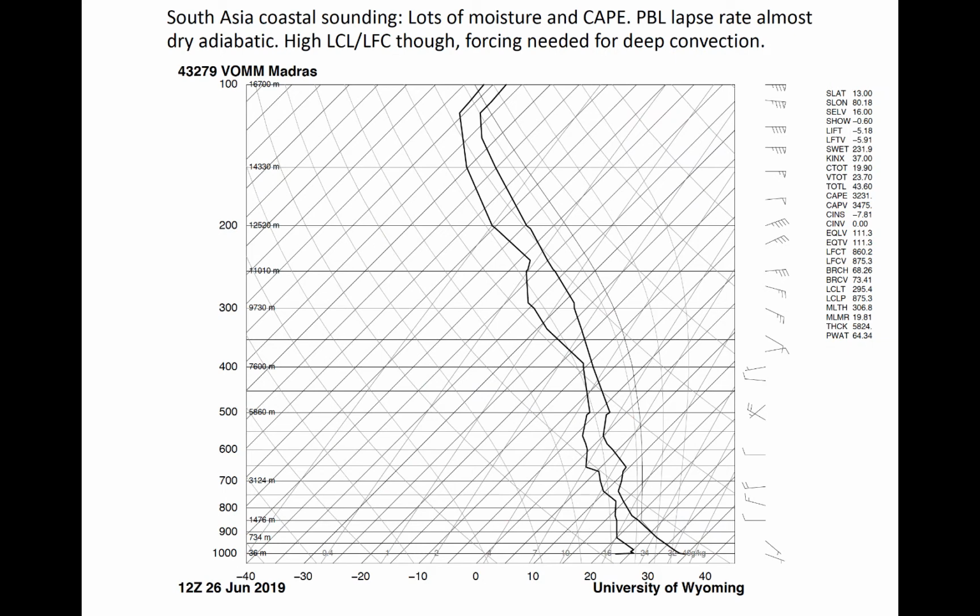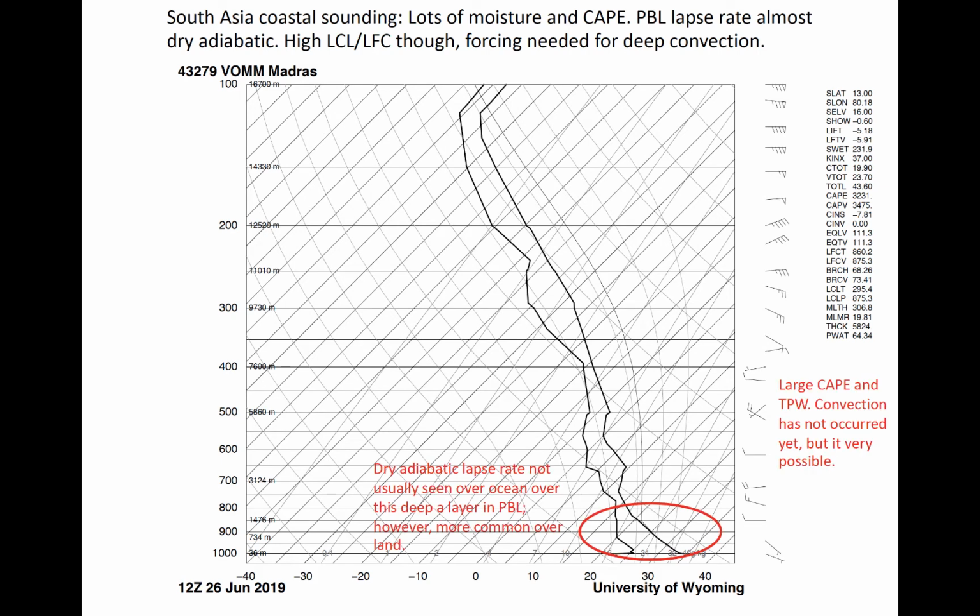Next, here's a coastal sounding from South Asia, Madras, India. This is also a very moist sounding, as seen by the TPW over 64 millimeters. The difference here is that the temperature profile in the boundary layer points to a quite unstable sounding.